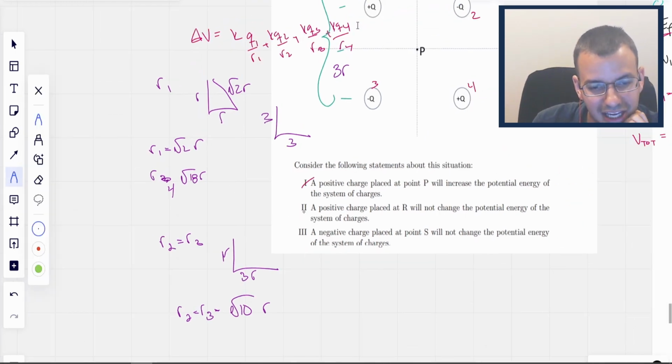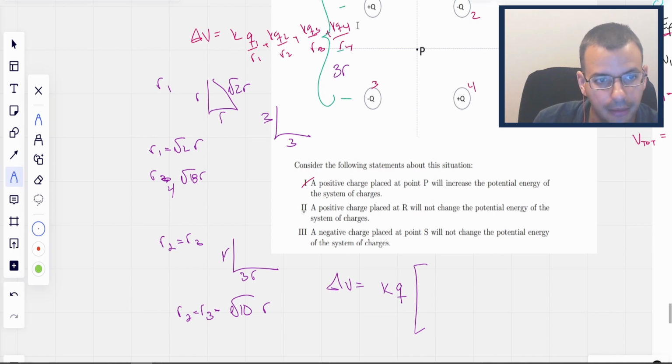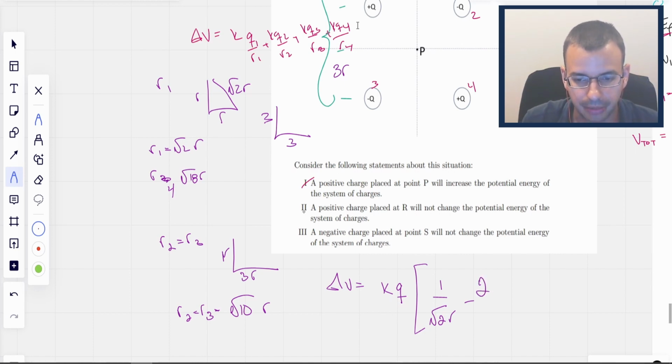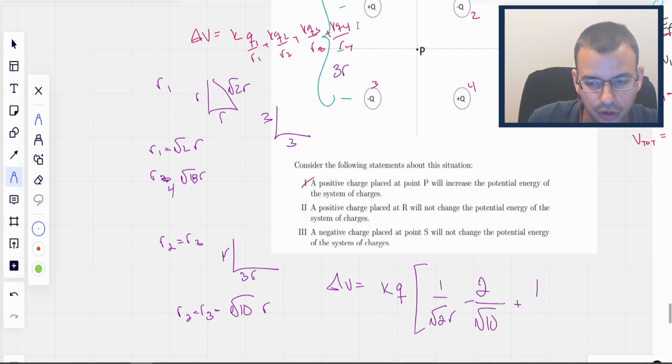And so when we add these together, we get delta V is kq, because they're all the same magnitude. R1 is going to be 1 over square root of 2, r. And then we're going to have r2 and r3, but we're going to have two of them, so I'm going to multiply by 2, and that's going to be over square root of 10. Then we'll add 1 over square root of 18. And we can pull this r out over here.